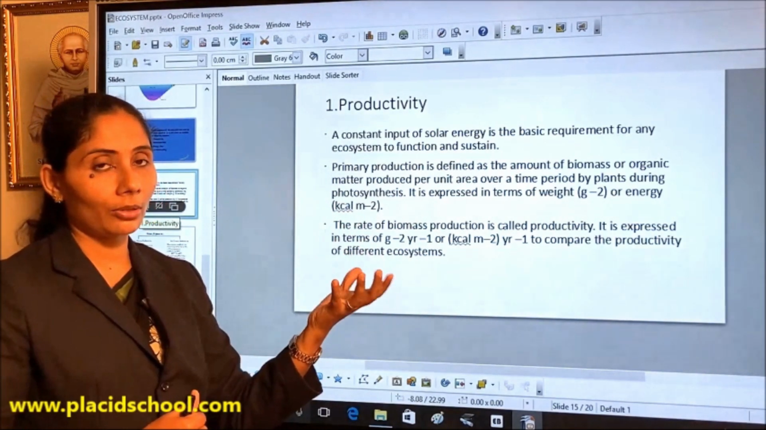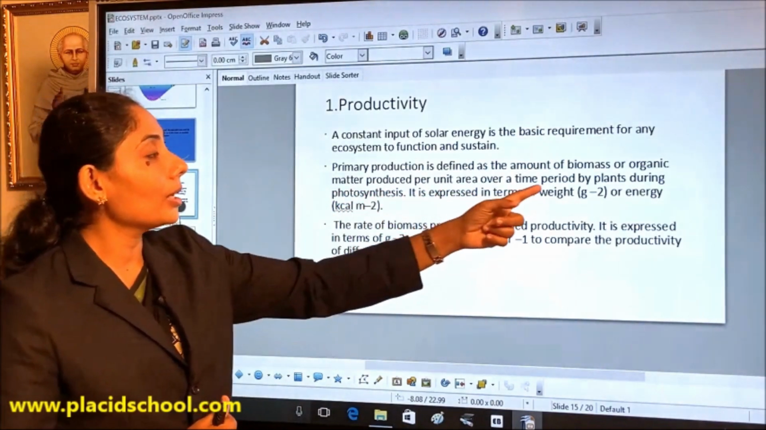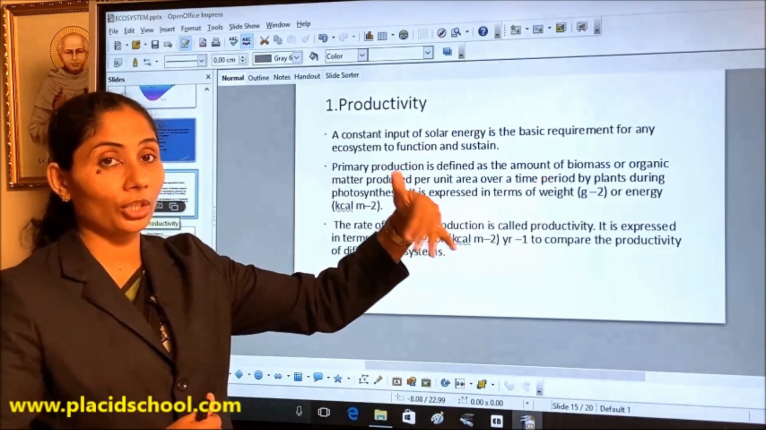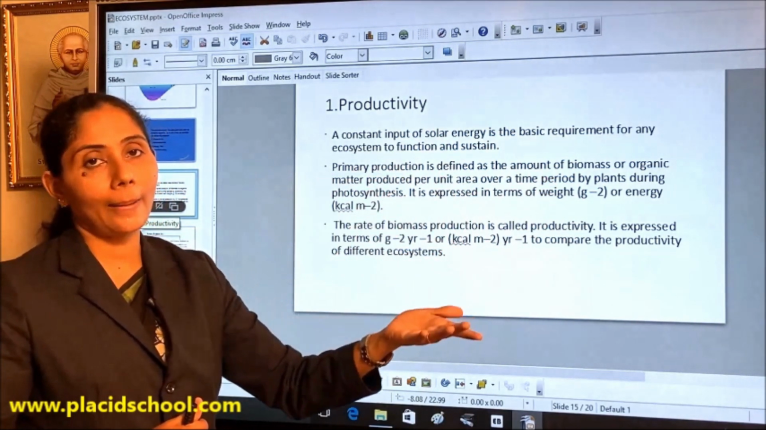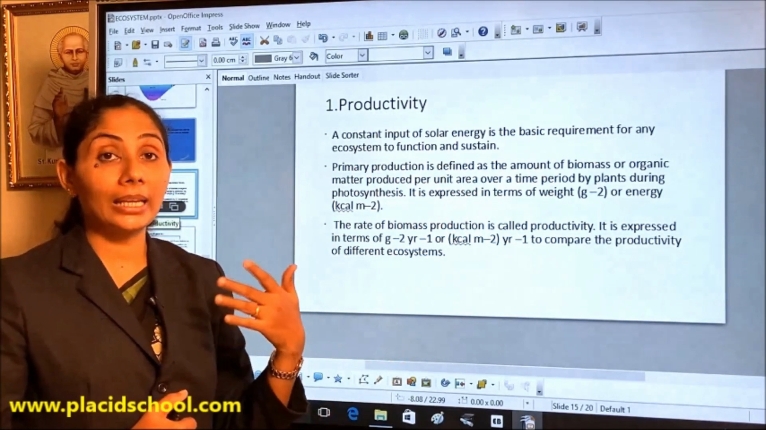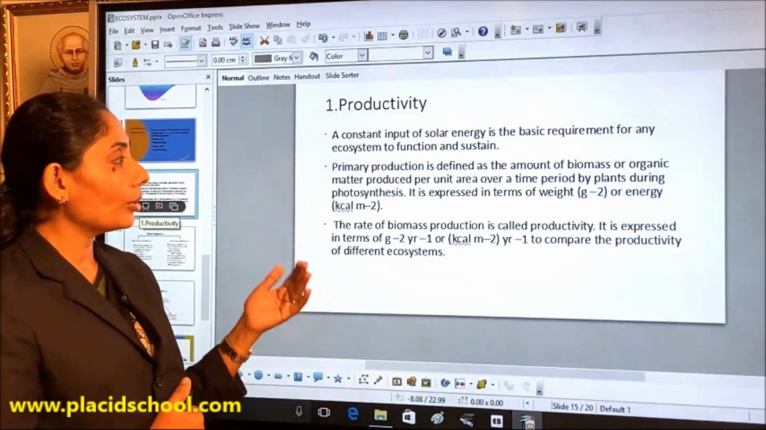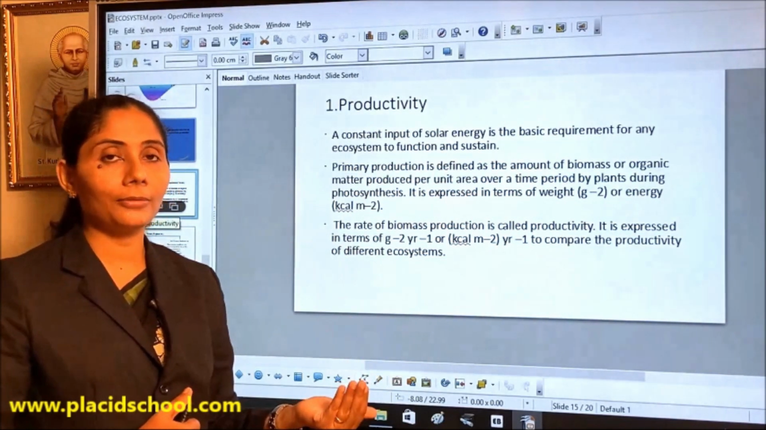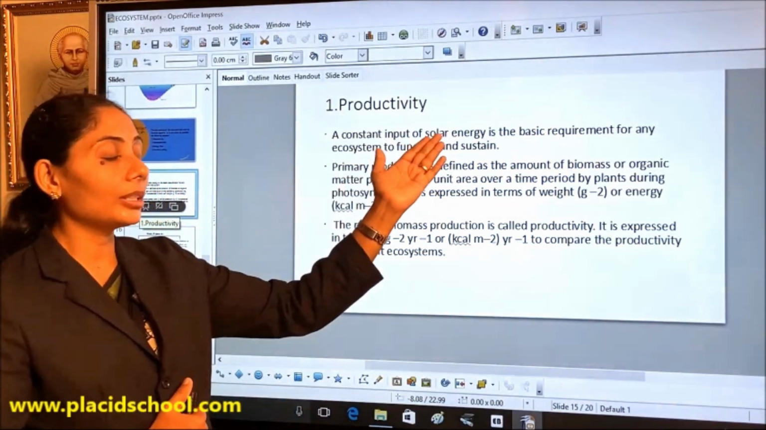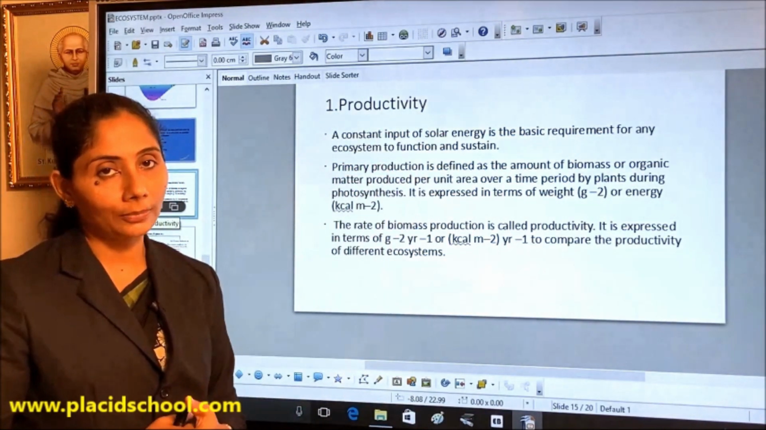In the same manner, who are the first producers? What are they producing? It is done by plants. Primary productivity, or primary production, is the production of organic matter. What is organic matter? Organic matter means any carbon based substances. So the production of organic matter from inorganic nutrients by making use of solar energy by plants is what is referred to as primary production.